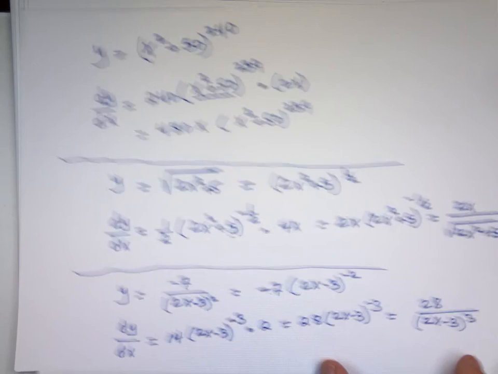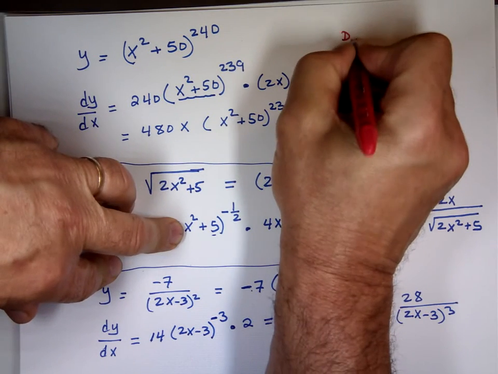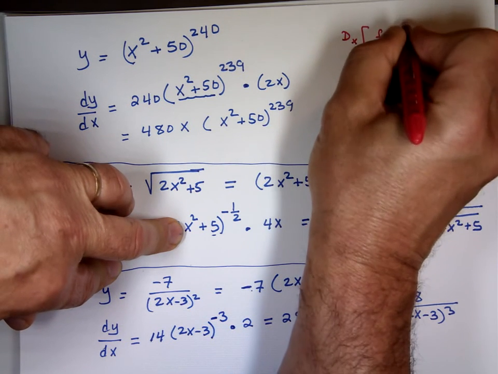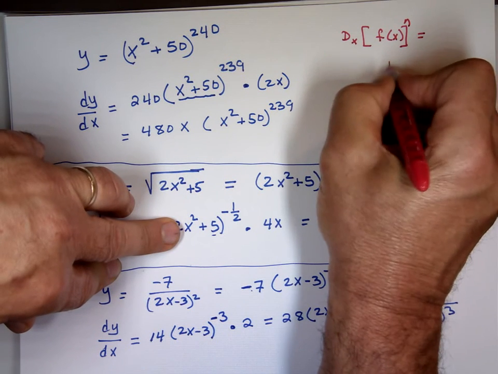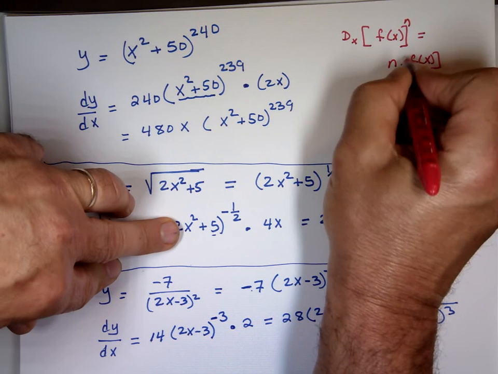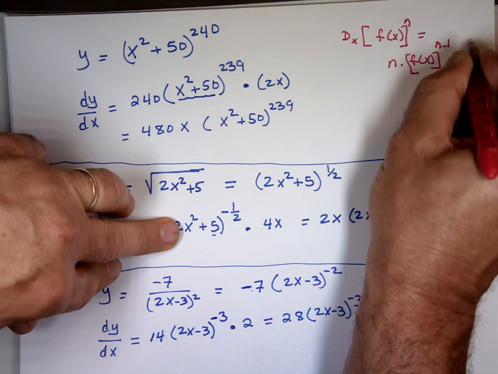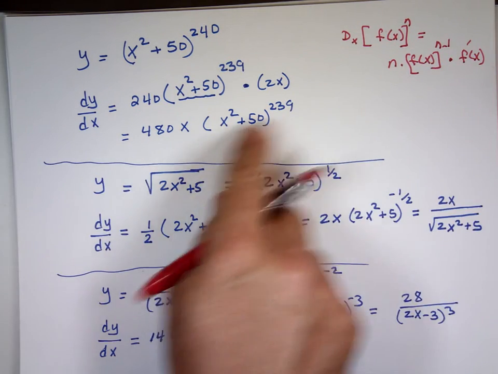This method has a name. It's called the extended power rule. It says if you want to take the derivative of a function raised to the power of n, it's going to be n times the function to the power of n minus 1, subtract 1 from it, times the derivative of what's inside of that. That's the part you have to remember, the derivative of what's on the inside.